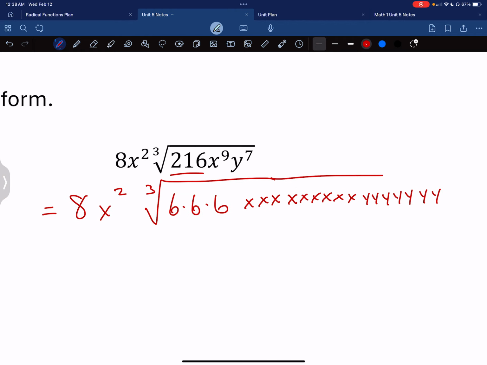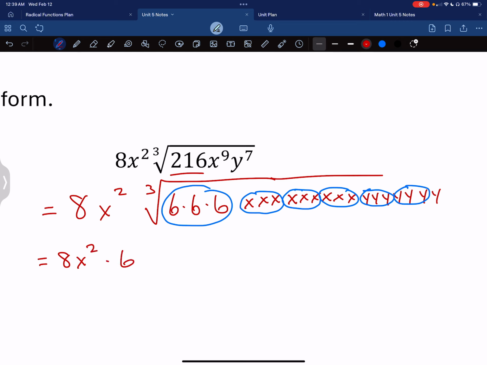Okay, now I'm going to go through and circle all my triplets. So I have 3 sixes. I have 3 groups of x. And then I have 2 groups of y with 1 left over. Let's write this out. We have 8x squared. We can pull out a 6, 3 x's, 2 y's. We're going to have the cube root of just a y left over when we're done.